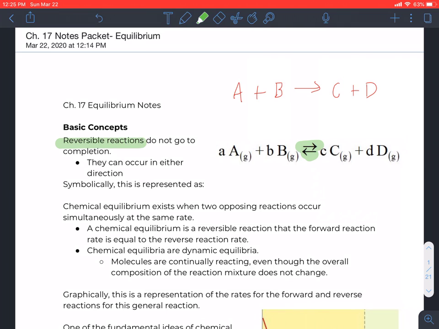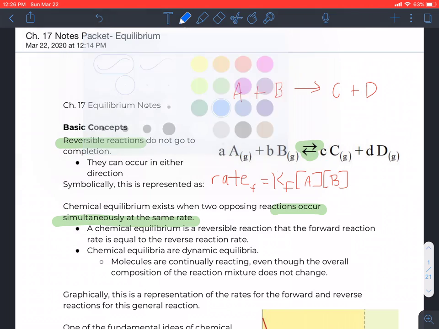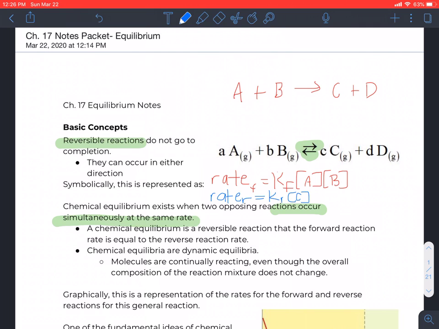And so symbolically, this is represented as the reaction that you see here. Chemical equilibrium exists in two opposing reactions that occur simultaneously at the same rate. And so what we can do is say that the rate of the forward reaction is equal to some constant, the forward constant, times A times B. Now remember, these have to be experimentally determined. But this represents the forward reaction rate. We also have the rate of the reverse, and at equilibrium, these two are equal to each other.